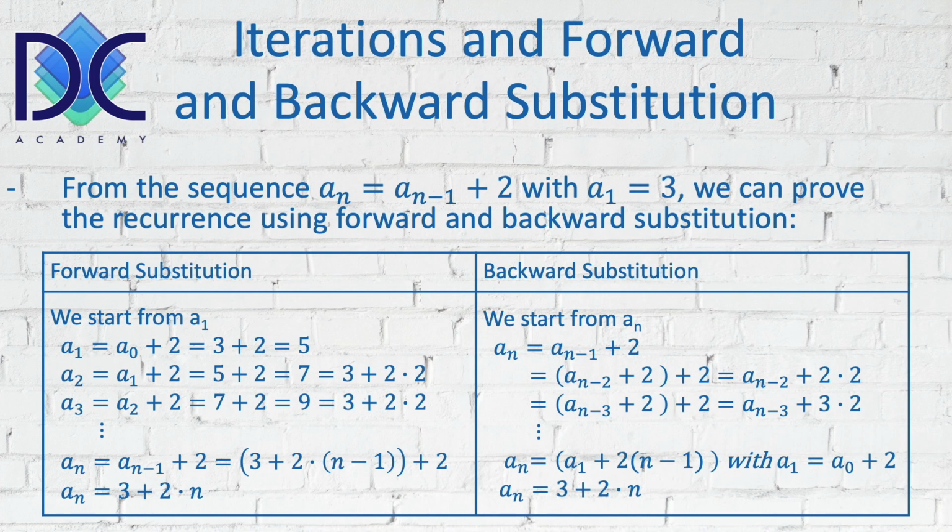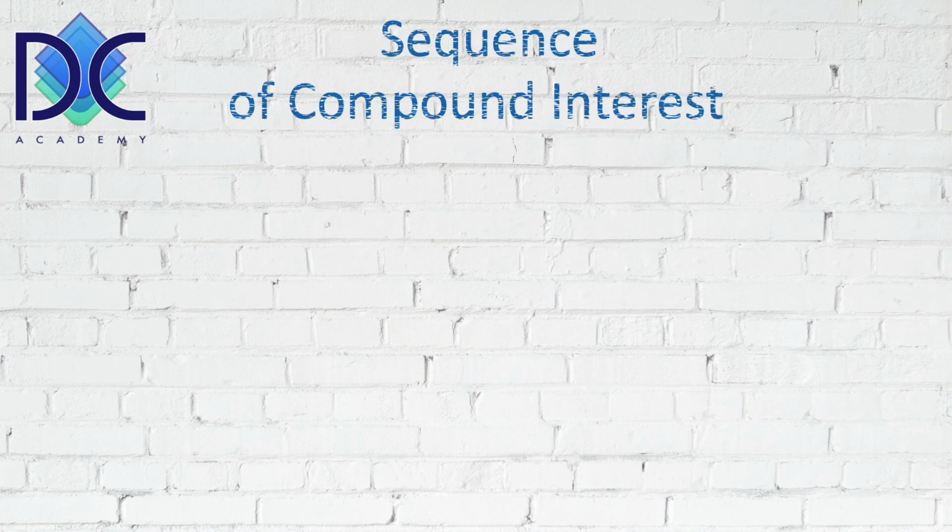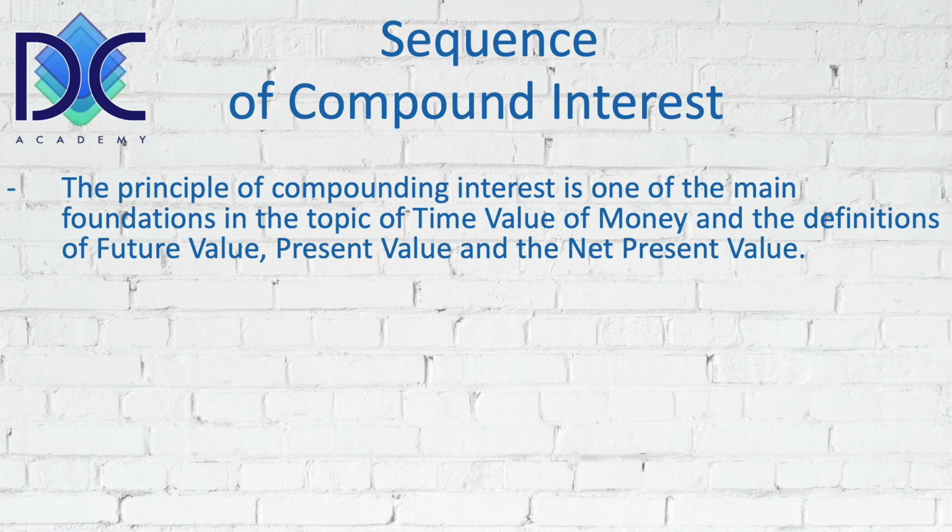So that was it. We look at this example, but we have another example which is very interesting, which is the sequence of the compound interest. Compound interest is one of the main foundations in the topics of time value and finance, and the compound interest principle is at the basis of defining the future value, the present value, and the net present value. Those are very important parameters that we use in finance, in investments, and also in projects, for example, to evaluate how the investments are going and what the outcome of the project would be.